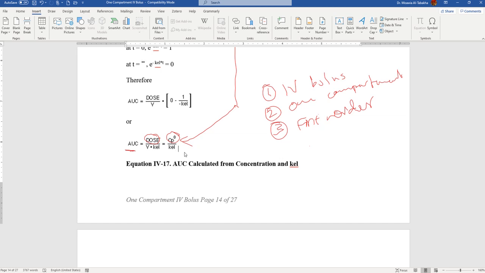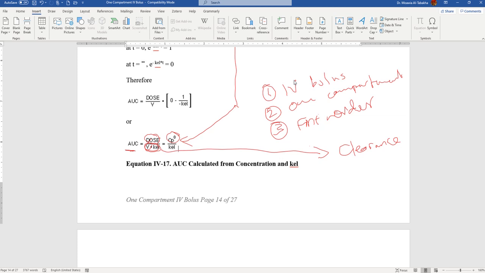So how do I get CP0? It's the dose divided by the apparent volume of distribution. KL is the elimination rate constant. So it can be equal to CP0, which is dose over V, divided by KL. Later you will know that also, and this is very important, V times KL is equal to the clearance. And that's why I told you AUC can be used to calculate clearance.